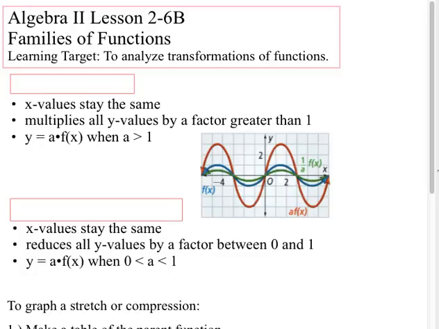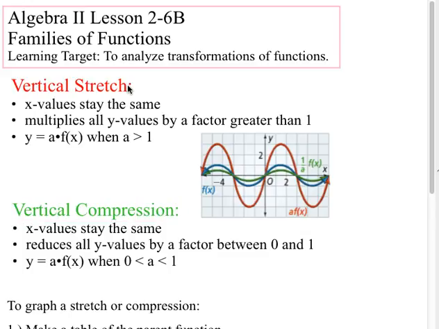Welcome back. In this second half of 2.6, we're going to move on and start talking about stretches and compressions. A vertical stretch: the x values all stay the same, but it multiplies all the y values by a factor greater than 1. Again, this happens when you have a number multiplying the x term that is greater than 1. When you have something smaller than 1, like 1/2 or a decimal, you're talking about a vertical compression. Once again, all the x values stay the same, but it reduces the y values based on whatever that factor is.